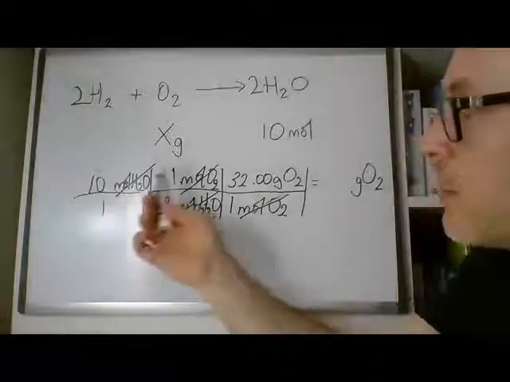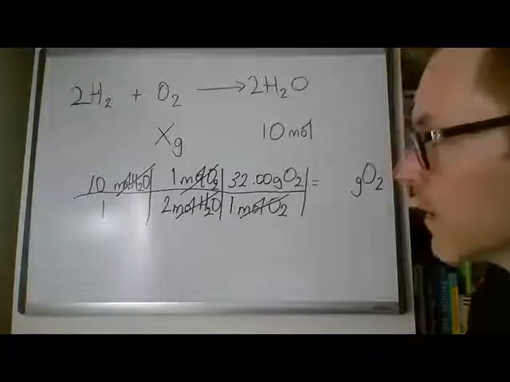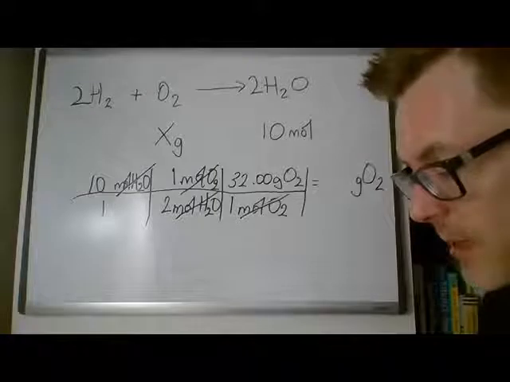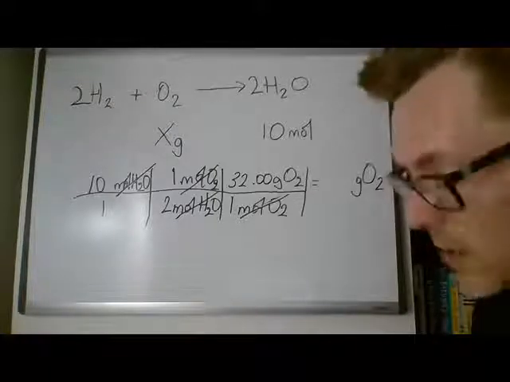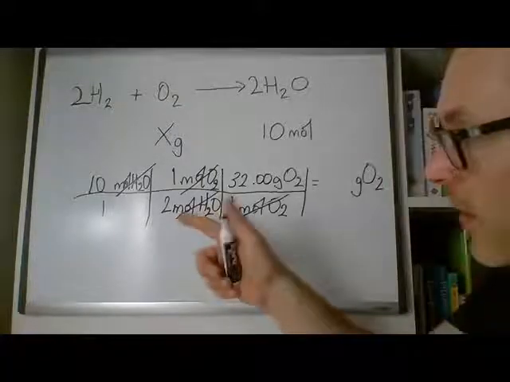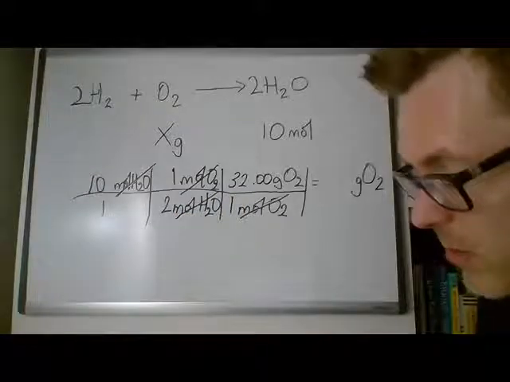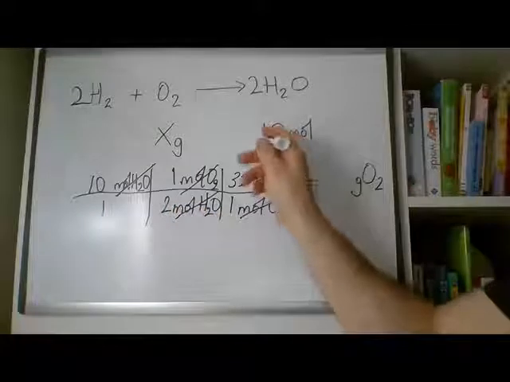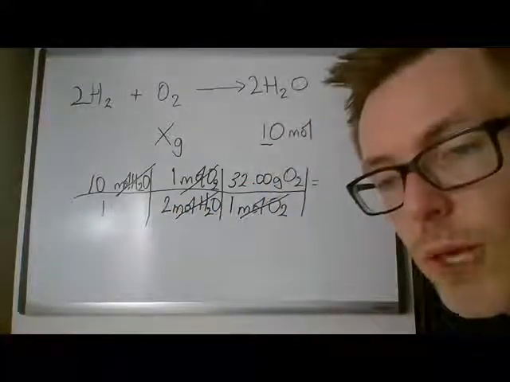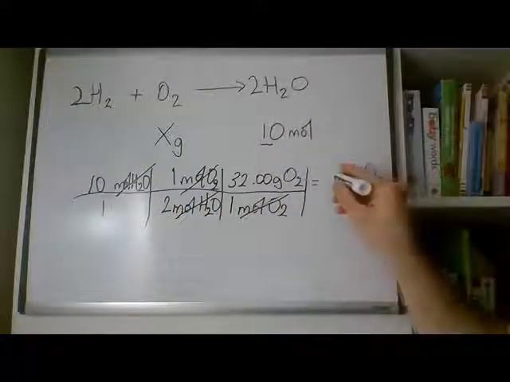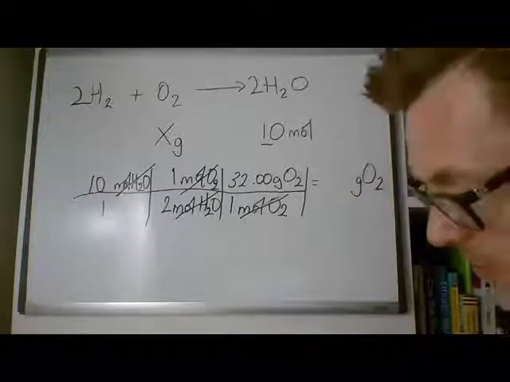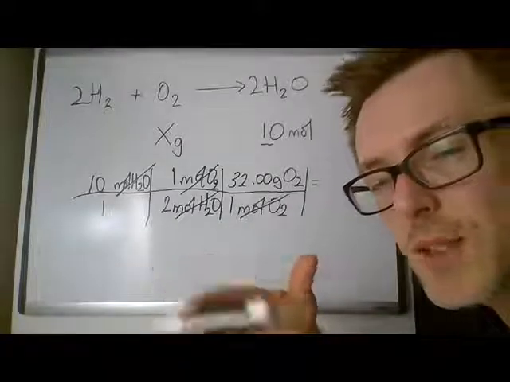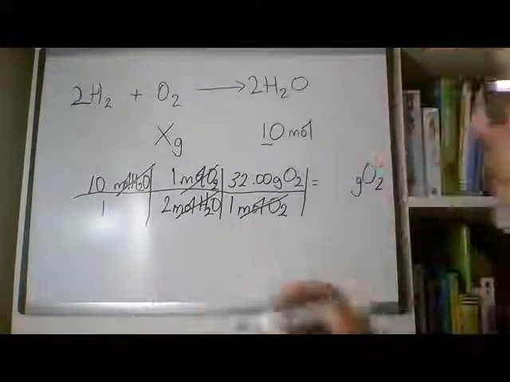So we multiply 10 by 1 by 32. That's 320. So I'm doing it on my calculator. That's 320 divided by 2, which I should probably be able to do in my head. And I'm going to give this to one sig fig because my input only had one sig fig. The calculator says 160. So the answer is really 160.